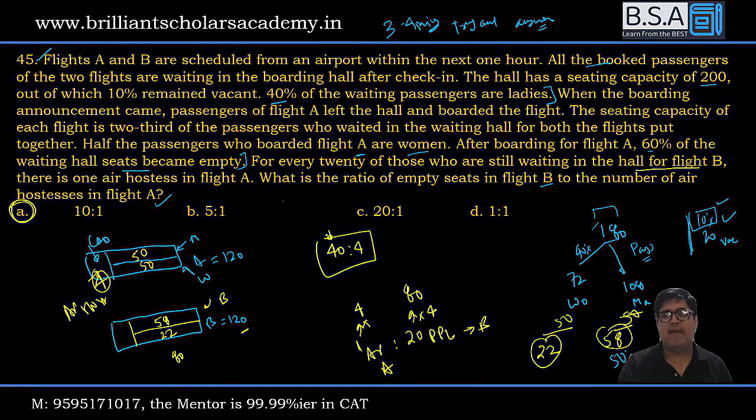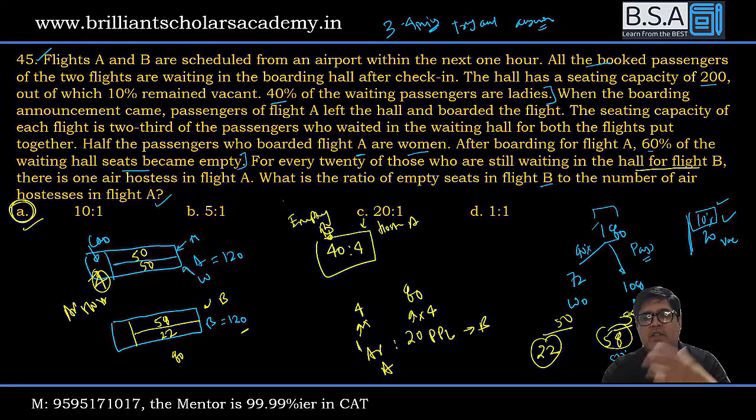These 40 are empty seats. Empty seats in B. What is this? Number of air hostess in A. 10:1. So this question is more about holding your nerve, not giving up in the middle.